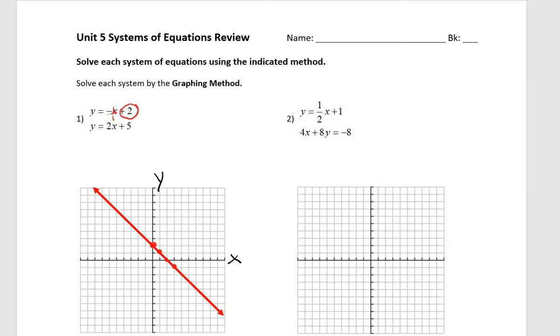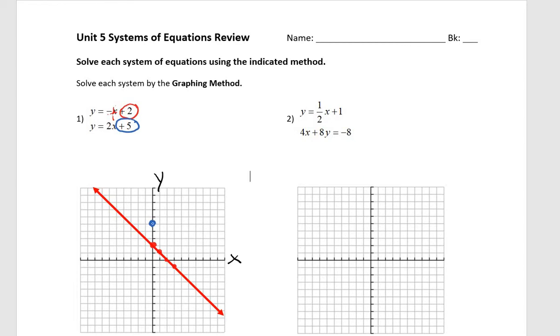Next, I'm going to graph the second equation, y equals 2x plus 5. I'm going to start with my y-intercept, which is positive 5, the number that's all by itself, not next to x. And I'm going to graph that on the y-axis. So 1, 2, 3, 4, up 5 on the y-axis is right there.